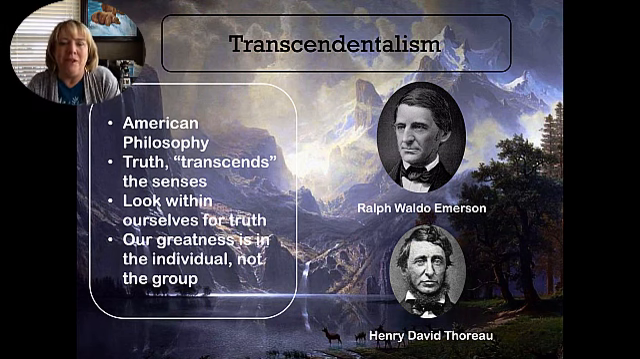We've talked about the Enlightenment before. That was another philosophy that came out, but it originated in Europe. Transcendentalism originated here in America, and the idea was that truth transcends the senses, and we need to look within ourselves for truth. The Transcendentalists believed that our greatness is in the individual, not the group. That kind of lined up with social reform because social reform was about individuals getting involved to improve society.